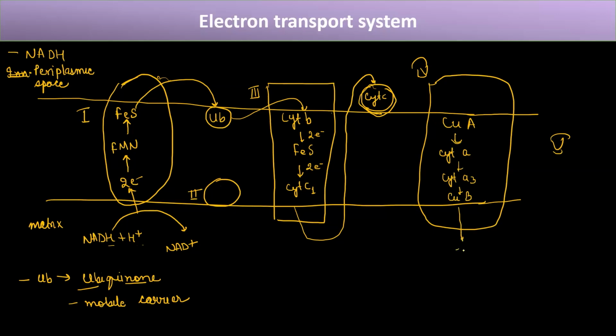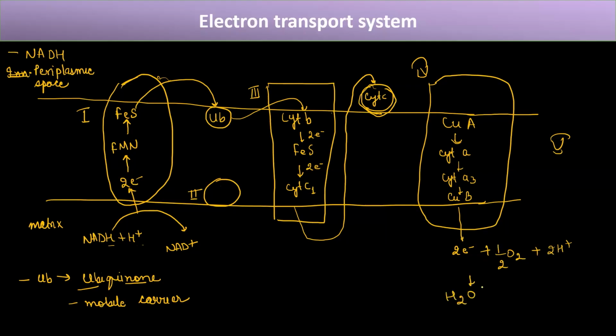So here these 2 electrons come back to the mitochondrial matrix, in the presence of oxygen. Now we see the role of oxygen, right? Why is oxygen important? Because this electron ultimately gets accepted by oxygen to form what? To form water.